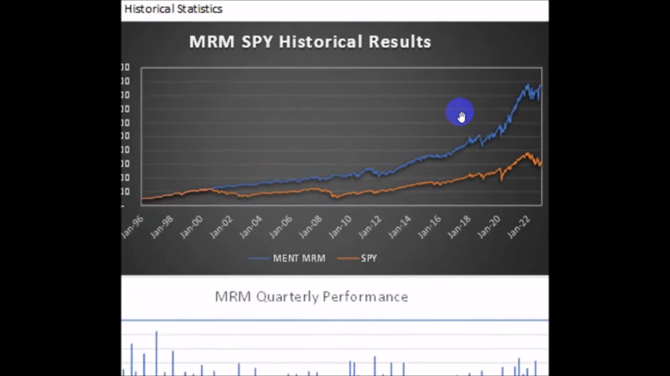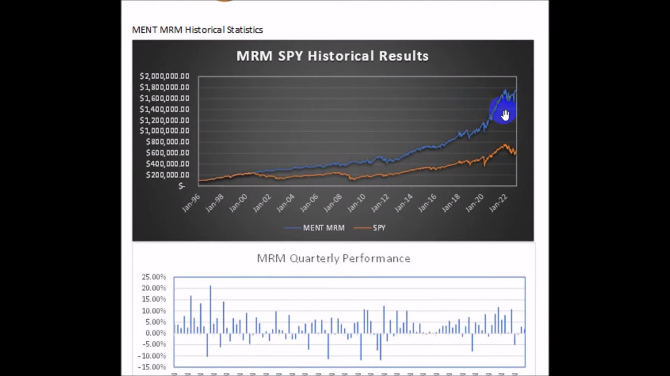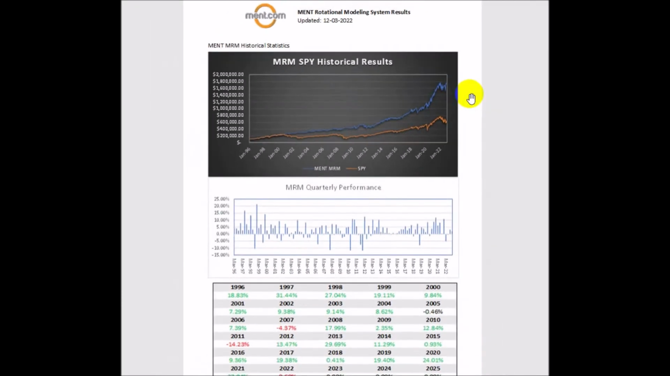Can you imagine what it's going to be like at the end of the year and reporting the MENT Rotational Modeling System actually made money and rallied over the last 2 months of the year to new all-time highs, while everybody else was minus 20 to minus 50% or more? It's going to be a great year, and you need to pay attention to what's going on.